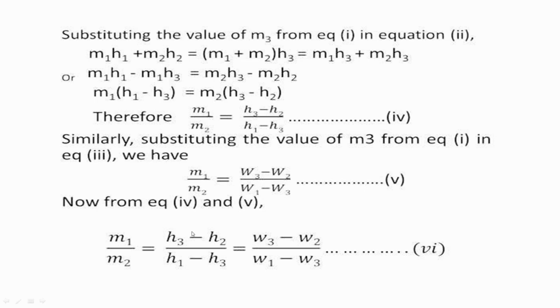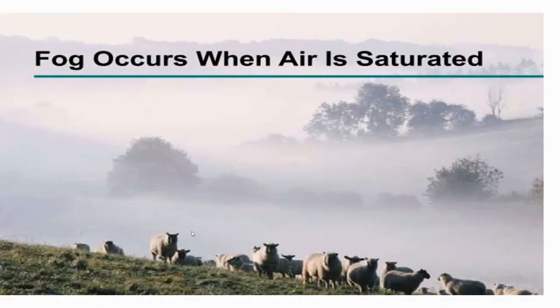And now generally we can write M1 divided by M2. Here M1 and M2 are the masses of two streams, which will be given numerically, or they can simply give the fraction. So M1 divided by M2 is equal to (H3 minus H2) divided by (H1 minus H3), which is similar to (W3 minus W2) upon (W1 minus W3).